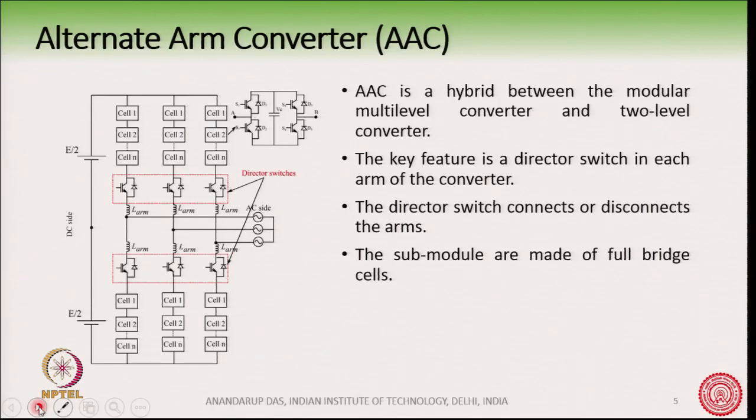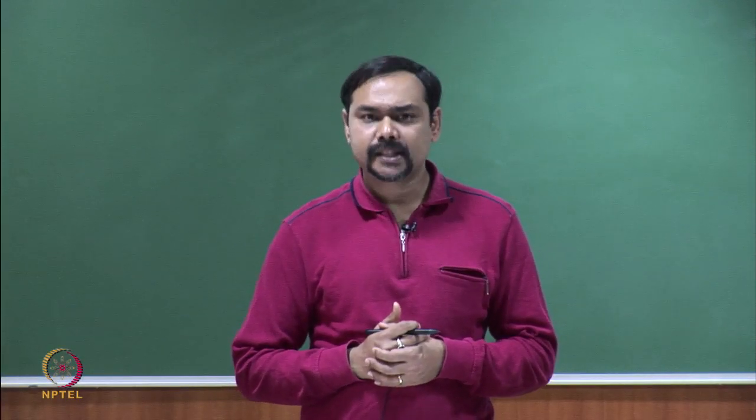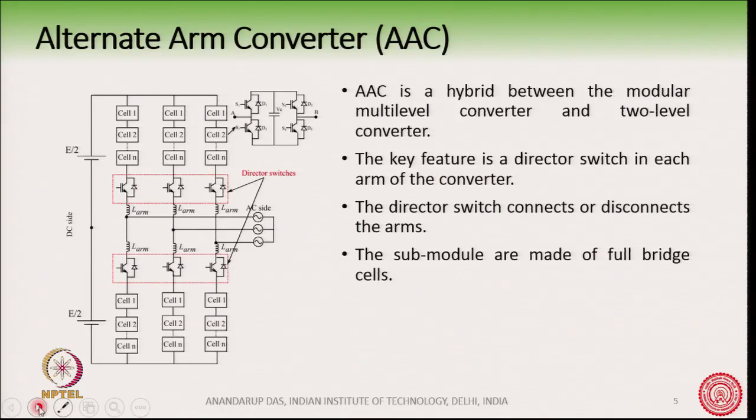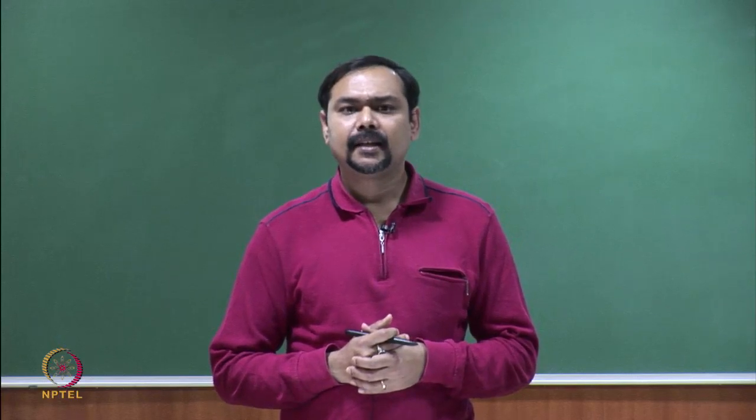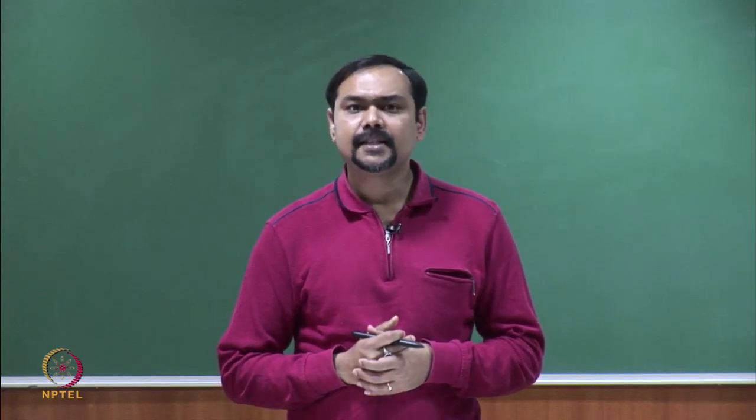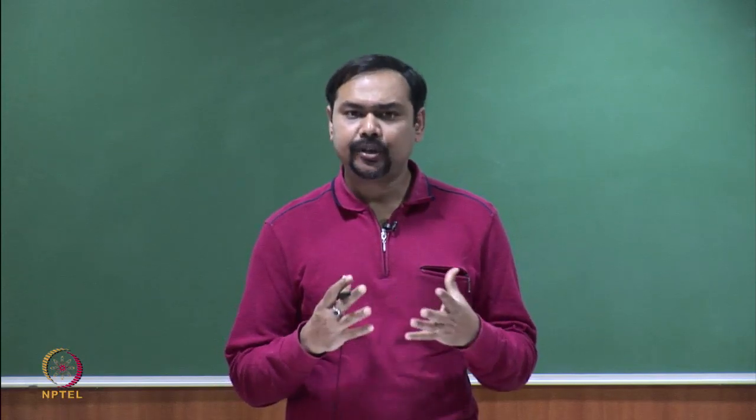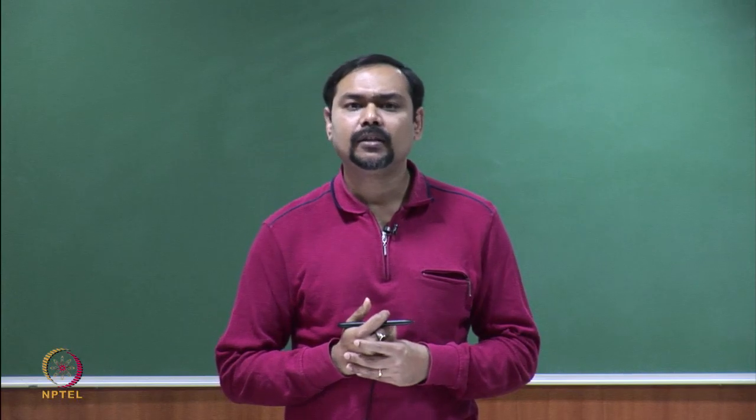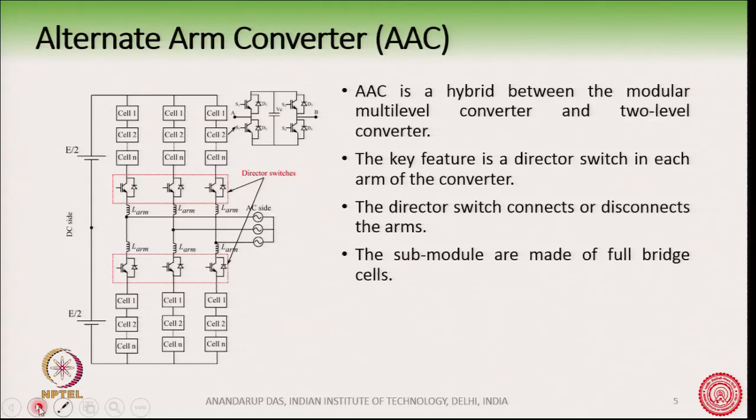The next topology that we will see is the alternate arm converter. Now, what is the alternate arm converter? The alternate arm converter was proposed more recently, after the MMC, and it is a hybrid topology between the MMC and a 2 level converter. As you can see here, this topology has a very similar structure to the MMC. You can see there are a lot of cells and there is an arm inductance.